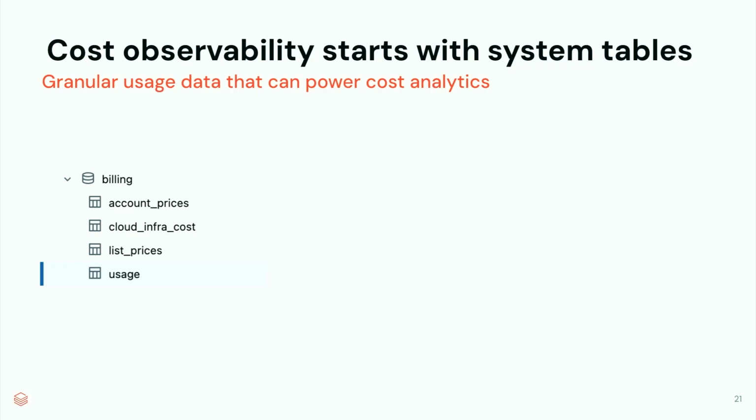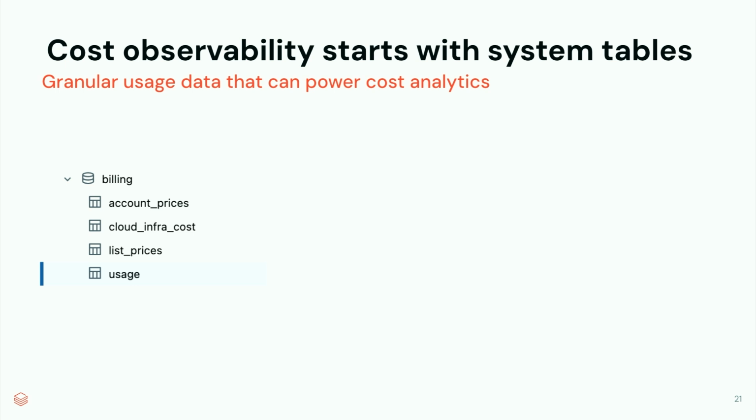Out of curiosity, by a show of hands, who's familiar with the system billing tables? It's a good portion, maybe 70% of the crowd. The way to think about cost observability is there are different interfaces for it potentially. But perhaps you're looking at your Azure bill, GCP bill, AWS bill to get a high-level sense of how much you've spent on Databricks in a certain period of time.